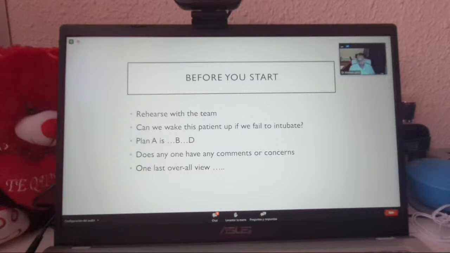Before you start in preparation of the difficulty, you have to rehearse with the team and always think, can we wake this patient up if we fail to intubate? Unfortunately, in ICU, the answer is no in 90% of the cases, because the patient is about to have a cardiac arrest. They are very hypoxic, they are in septic shock or cardiogenic shock or mixed shock, and the only way to keep them alive is by intubation and mechanical ventilation and other interventions like ECMO, etc. But you have to answer the question. Rehearse your plan and say, my plan A is 1, 2, 3, 4, B, etc. Does anyone have comments or concerns? And one last overall view, just go through everything before you proceed.